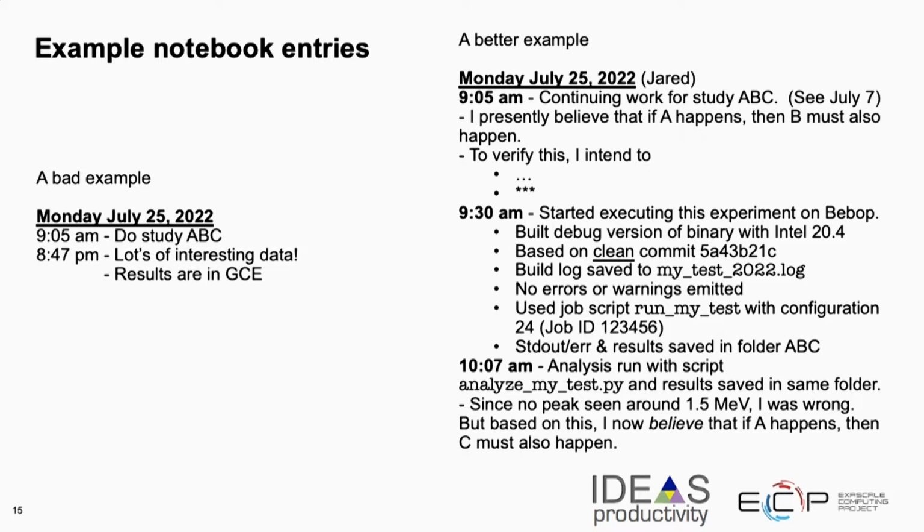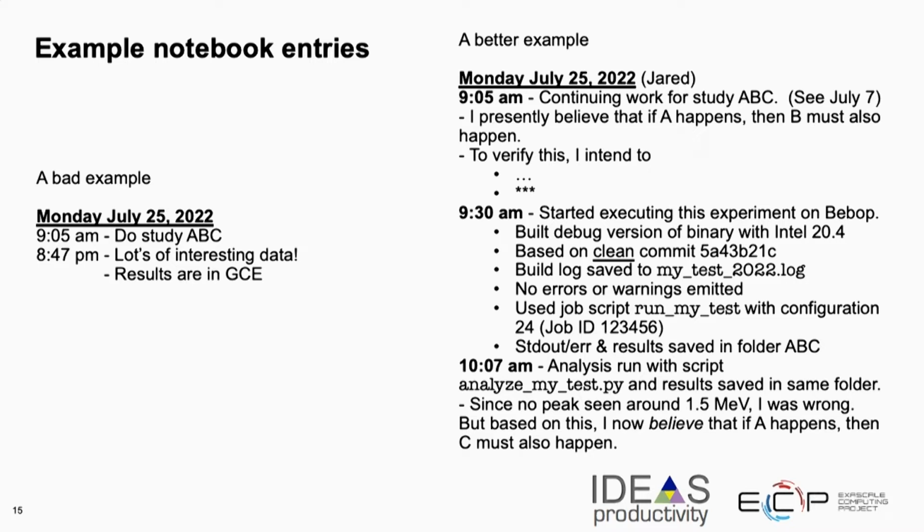So what we can try to do is something on the right, which is a little bit better. That same day I came and I told you I was continuing work for study ABC. I'm being nice to you and telling you that if you want to figure out where we left off, go see July 7th. My current impression is that if A happens, then B must also happen. And then we're imagining here I'm bullet pointing an experiment that I would like to carry out in order to convince myself whether or not that relationship is true.